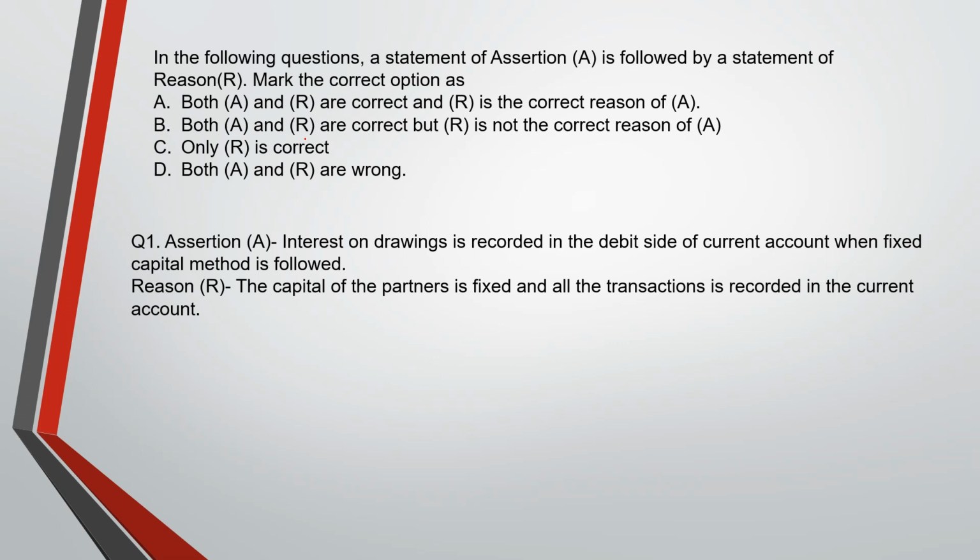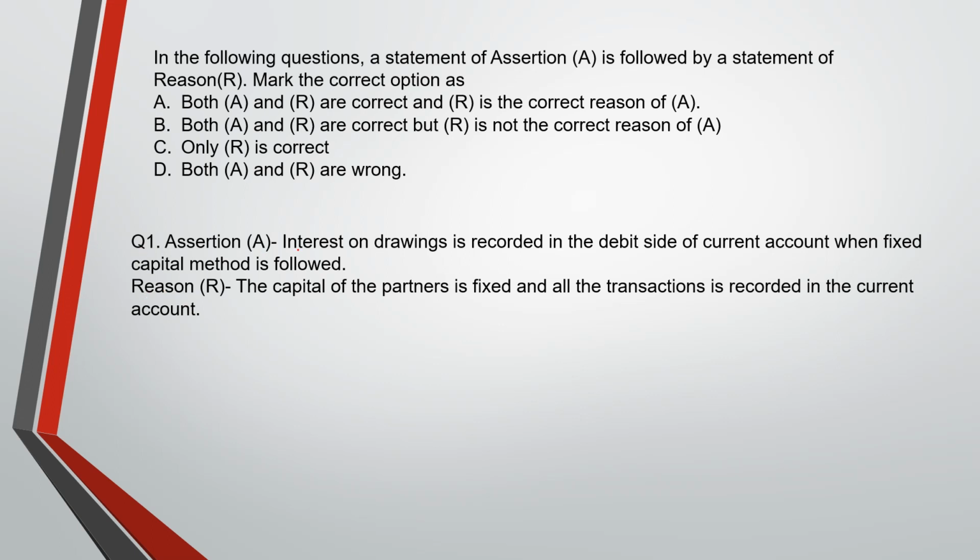Second, B. Both A and R, that is assertion and reason, are correct, but reason is not the correct reason of A. The reason given is not a correct explanation of the assertion given. Then the assertion and reason might be independently correct, but reason is not a correct explanation, you mark option B. C is only if the reason is correct, if the assertion is wrong. And D, when both assertion and reason are wrong. So let us try doing this. You might be very familiar with this type of question. Now let us see the first question.